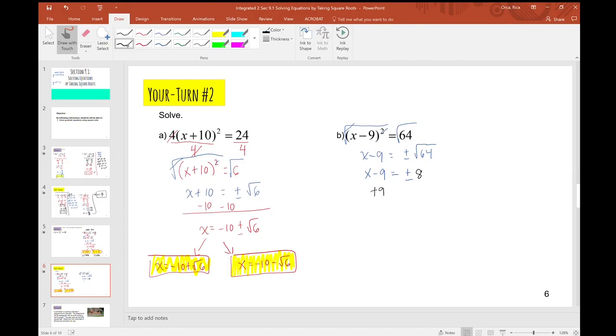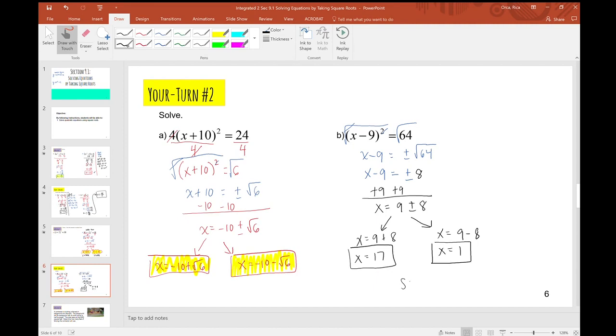Take it a step further, add 9 to both sides, and that's going to give us 9 plus or minus 8. So x equals 9 plus 8, and x will equal 9 minus 8. 9 plus 8 is 17, and 9 minus 8 is 1. And those are our solutions. X equals 17, and x equals 1.